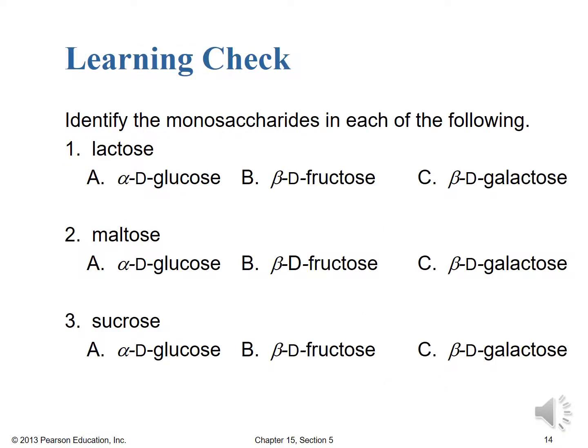Okay, before we leave this second to last section of chapter 15, let's stop for a learning check. And in this learning check, we're going to identify the monosaccharides in each of the following. So we talked about our three most important disaccharides, and if you remember, they were comprised by those three most important monosaccharides. So go ahead and tell me what makes up lactose, maltose, and sucrose. Pause the video here if you need a little more time and start it back up when you're ready to check your work.